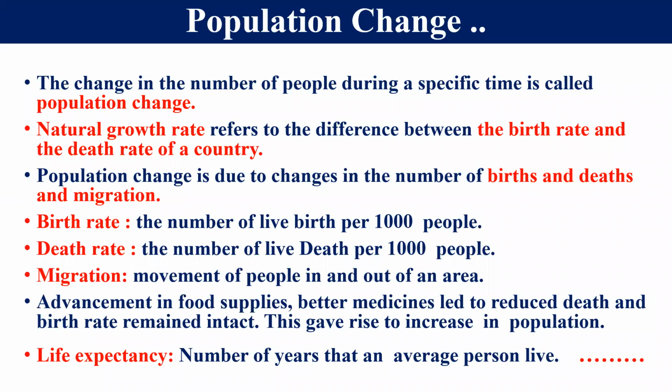There is another factor which also contributes to population change, that is migration. Migration means the movement of people from one area to another area. This migration can happen due to many factors like educational facilities, job facilities, better living standard. There are many factors due to which migration happens. There are two types of migration. The first one is internal migration and the second one is international migration.